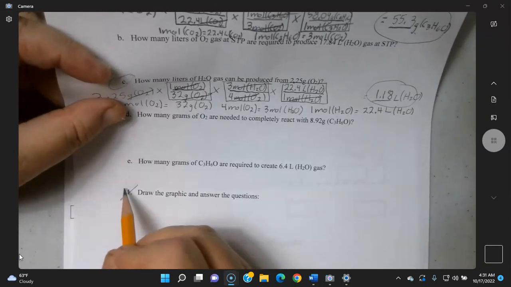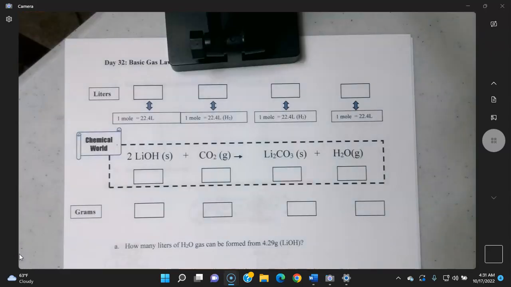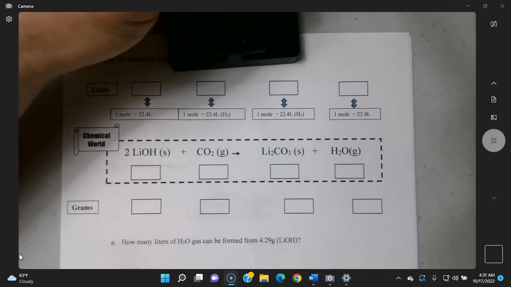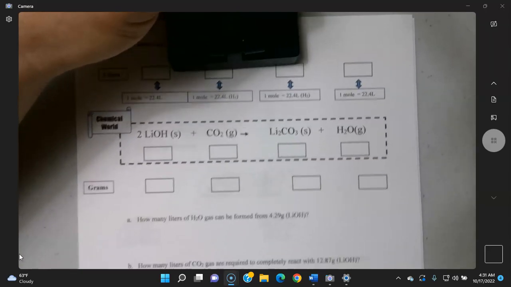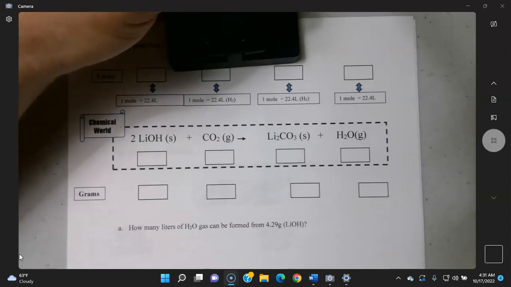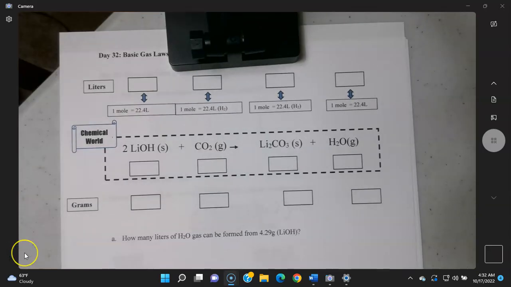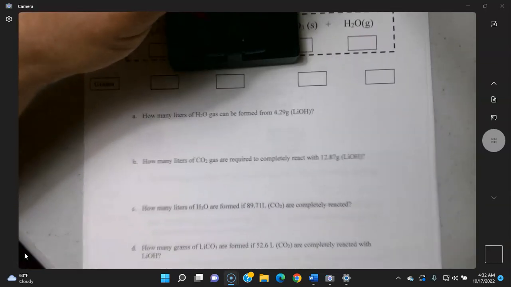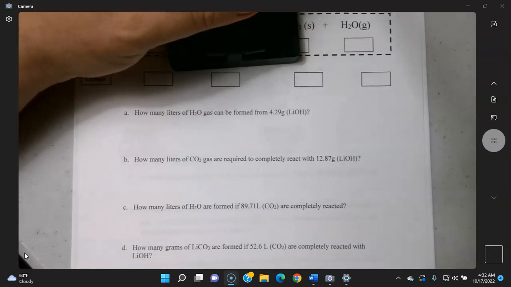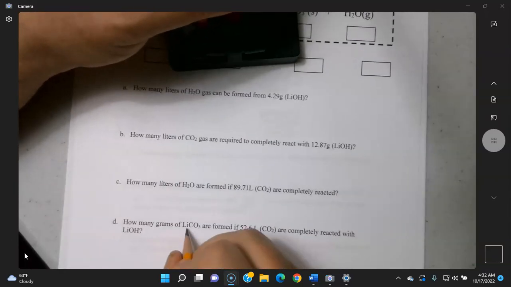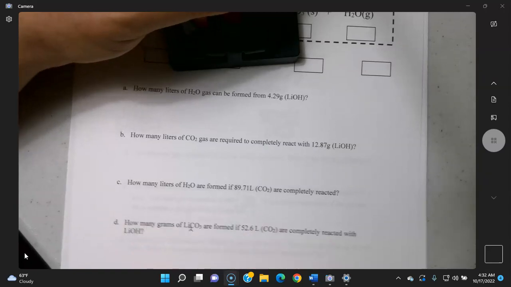I'm going to cross this one out. This was a question that I decided to delete. We're going to leave that and move on to the next question. There is a correction to make in this one. I'm going to move down here to letter D, and it should be Li2CO3. Other than that, I don't think there's any issues.